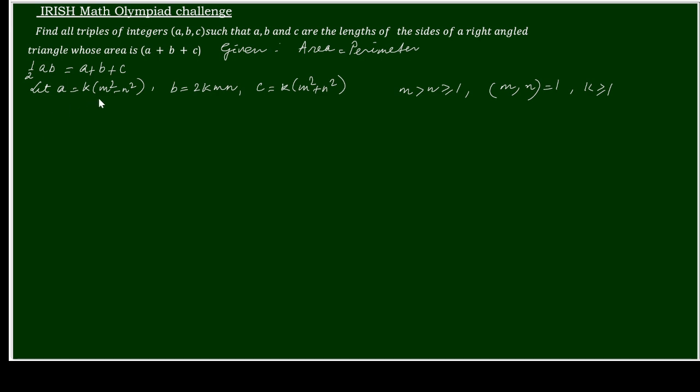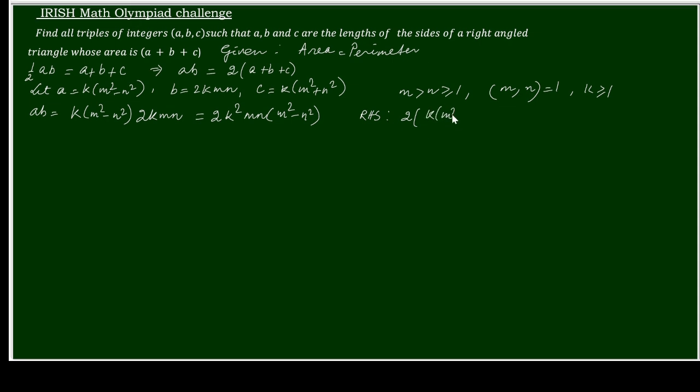So if we write the left hand side in terms of M and K, I can multiply A, B equals twice into A plus B plus C. So in this equation I am putting A equals K times M square minus N square, and B equals twice K M N. If we simplify, this will be 2 times K square M N into M square minus N square, and RHS equals 2 times A plus B plus C. A is K into M square minus N square, plus B equals 2K M N, plus K into M square minus N square. So they are equal.